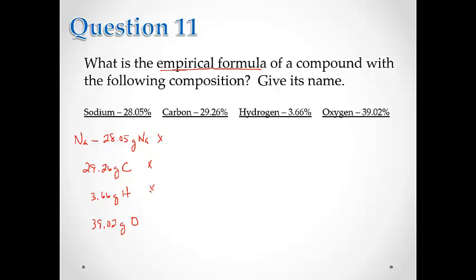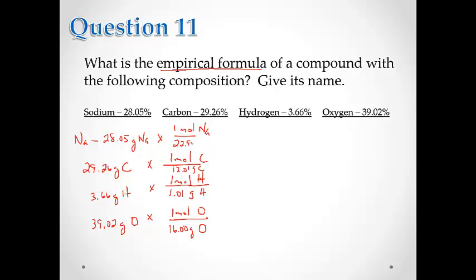Convert each one of those into moles by using the molar mass, which is 1 mole for each one. And 1 mole of the oxygen. And for each one, put in their molar masses from the periodic table. Okay, sorry about the mess here, it's a little tight, but I think you can probably figure it out, especially if you've already worked out the problem.